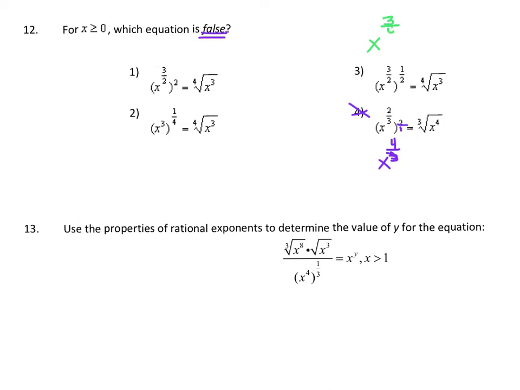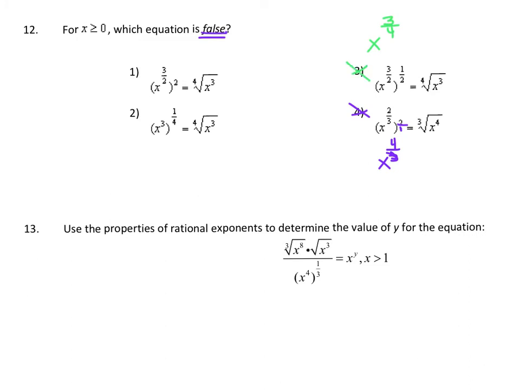So again, whenever we have a fractional exponent, we can say power over root, meaning the numerator is the power and the denominator is the root. So this can be thought of as the 4th root of x to the 3rd power, which is what this says. So choice 3 is also true, so that's not our answer.